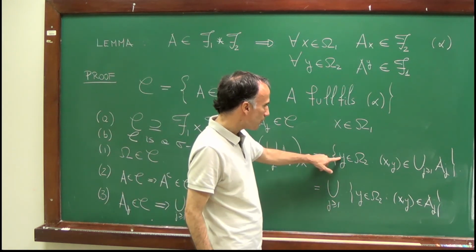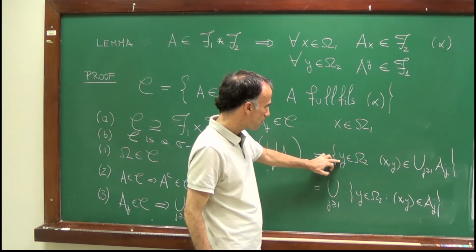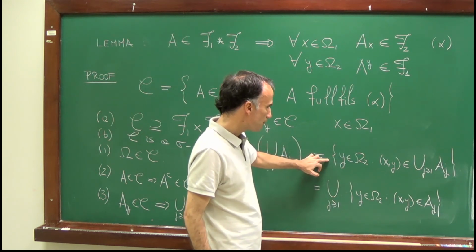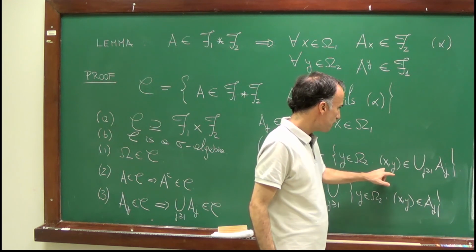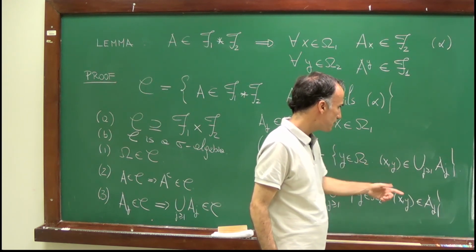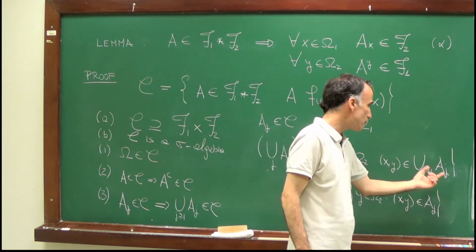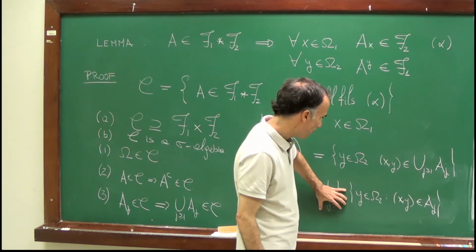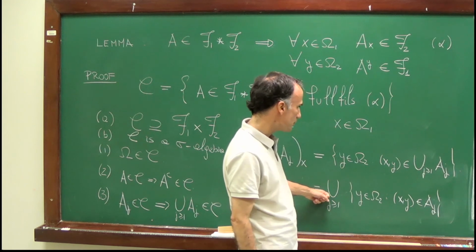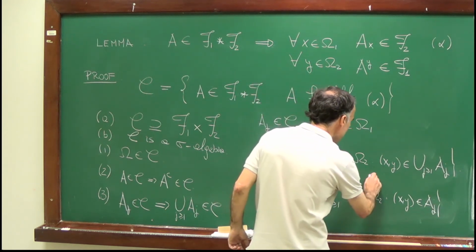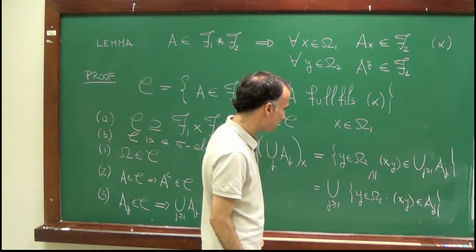So assume that you have a point y in this set. If y belongs to this set, this means that (x, y) belongs to this union. If (x, y) belongs to this union, it means that (x, y) belongs to A_j for some j. And therefore y belongs to this set for that j, and therefore it belongs to this union. So this proves that this set is contained in that one.